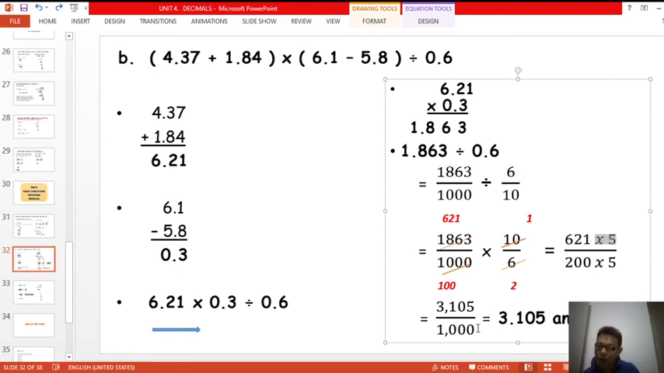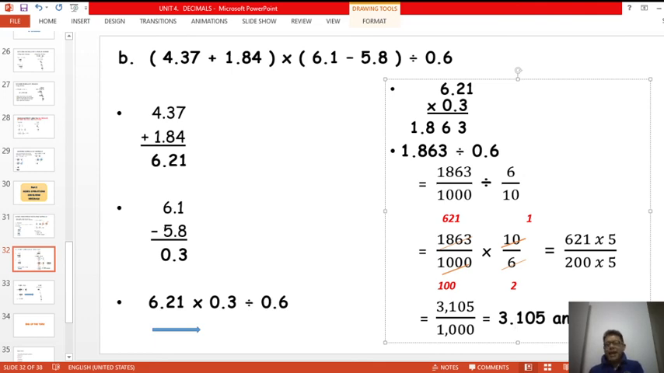So do you need to solve this? No, because our denominator is 1000. You just have to move to the left 3 decimal places. So you just copy your 3105 like this. That's what I taught you in the previous videos. So move 3 decimal places. So we got 1, 2, 3, and that's where your decimal point belongs, and that is your answer, 3.105.